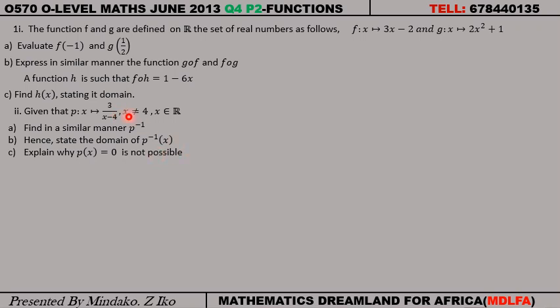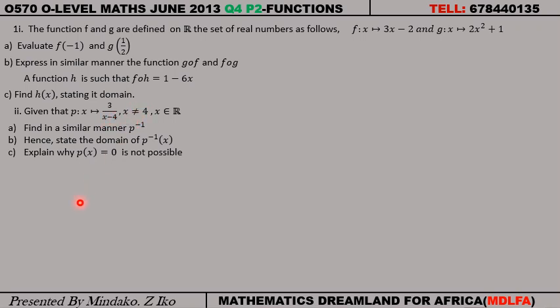This part here, x different from 4 and x in R, actually means that x should not be 4. If x is 4, this function P of x will be undefined. Because if I put 4 here, 4 minus 4 is 0, and 3 divided by 0 is undefined. So that is the reason why x should not be 4.